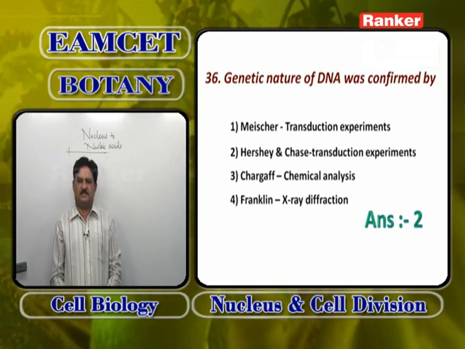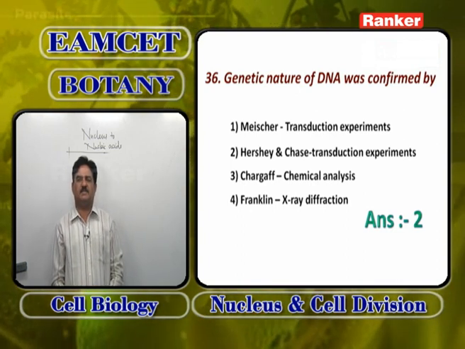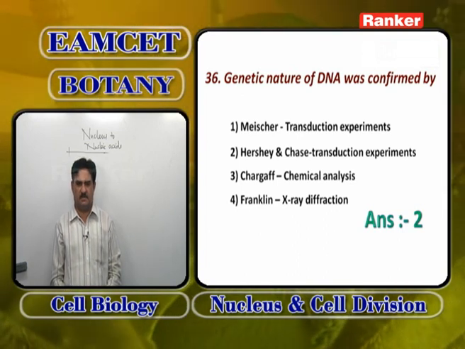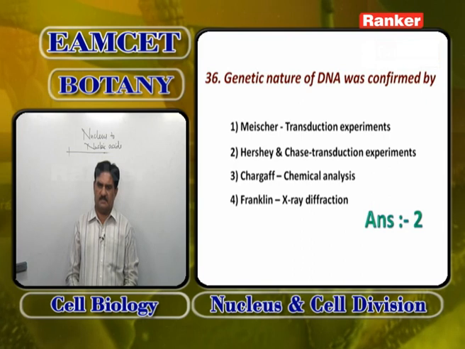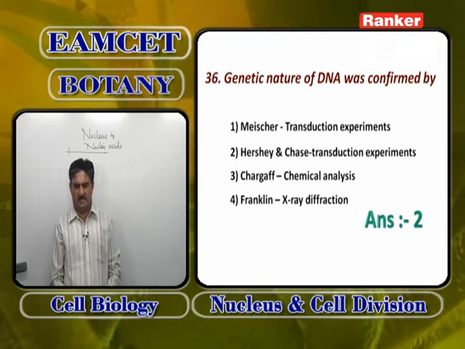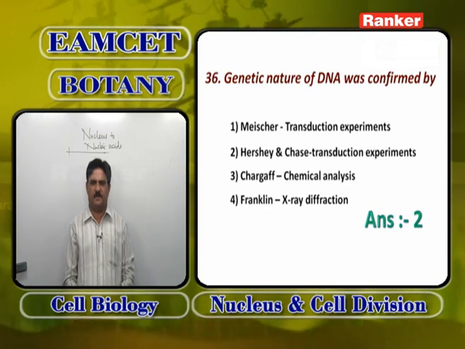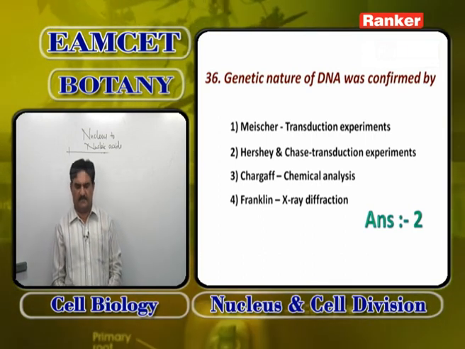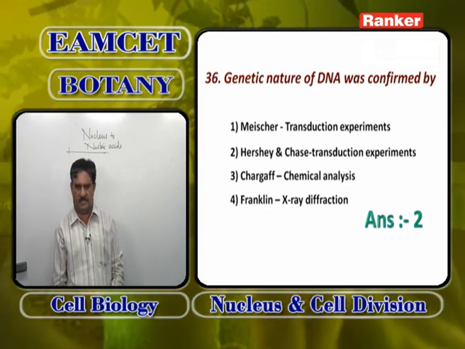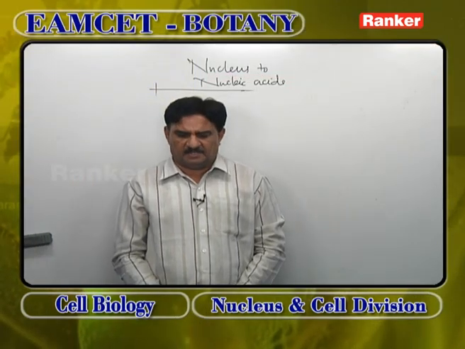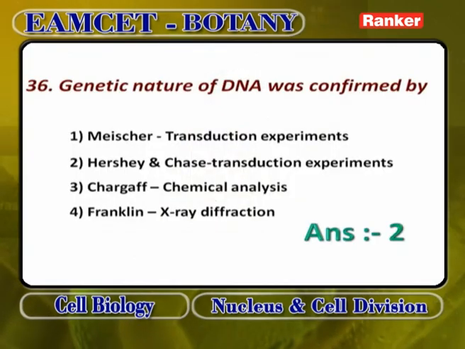Chargaff's chemical analysis proved that DNA contains pyrimidines and purines in a 1:1 ratio. That is why it is definitely a double helix. RNA does not possess a 1:1 ratio of pyrimidines and purines, so it cannot form a double helix. Franklin's X-ray diffraction studies only helped Watson and Crick to propose a double helical DNA. So here the answer is Hershey and Chase, who conducted transduction experiments.